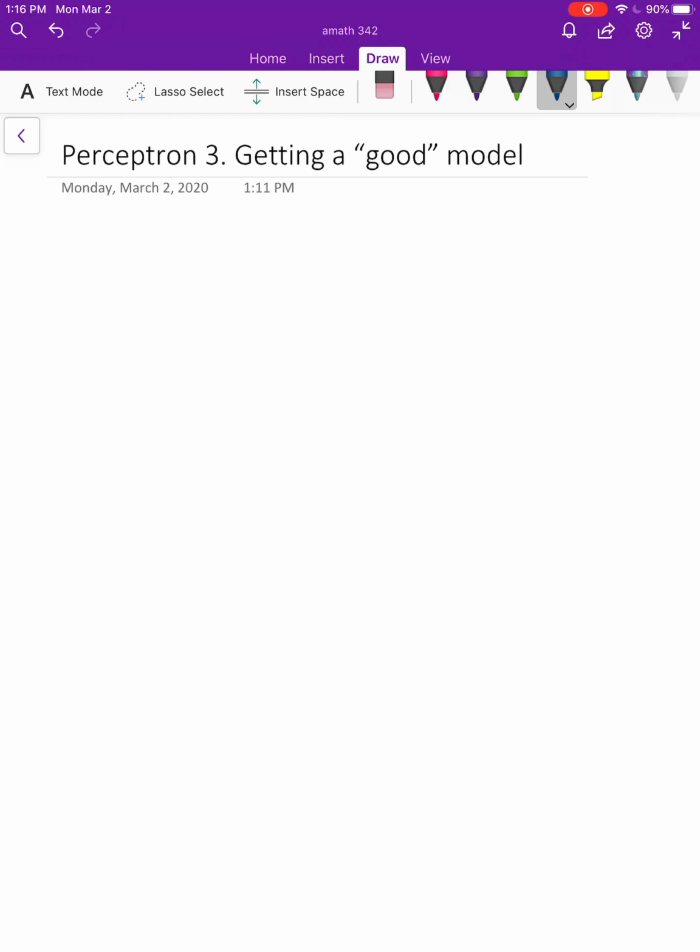Right, so we have described the perceptron model as a decision making of this form, and now we are going to tackle how to get a good model.